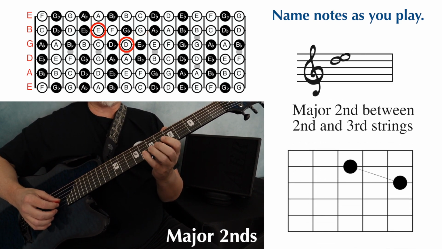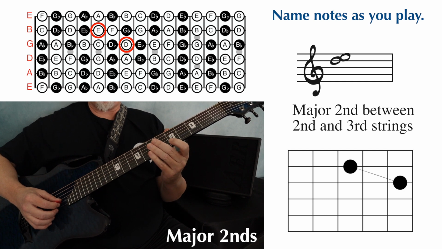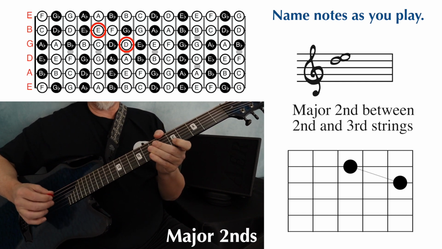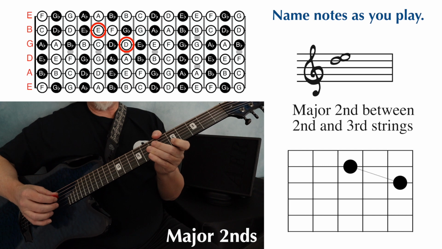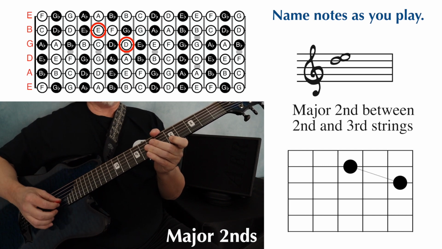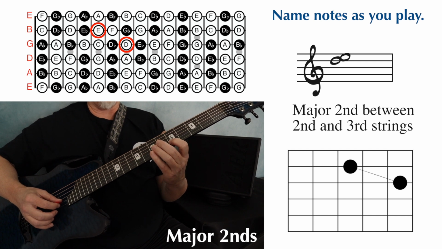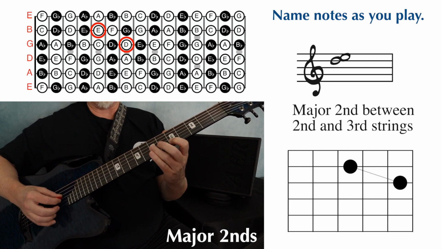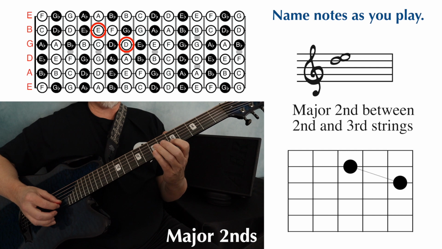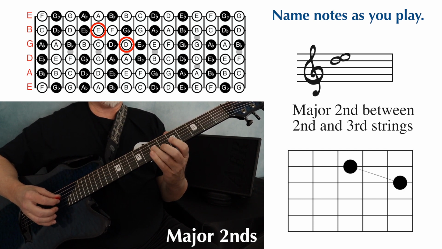Major second between strings 2 and 3 is 2 frets distance. Remember, strings 2 and 3 are tuned differently, so anytime string 2 is involved, it's going to be a different number of frets. So 2 frets distance between strings 2 and 3 if it's a whole step, or a major second. So that's E, D.